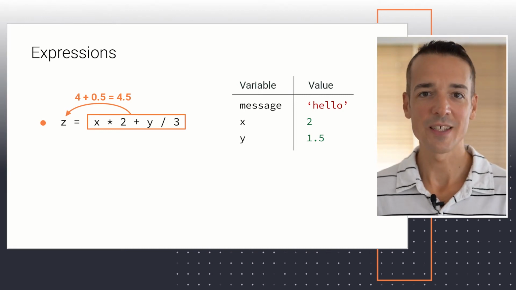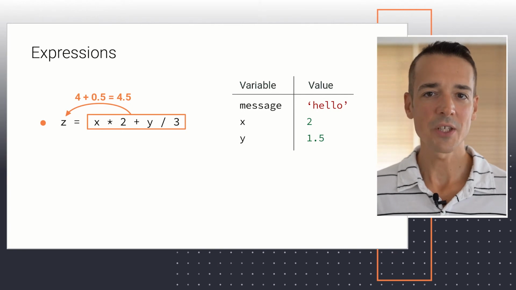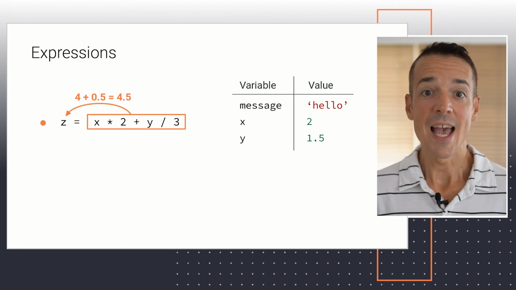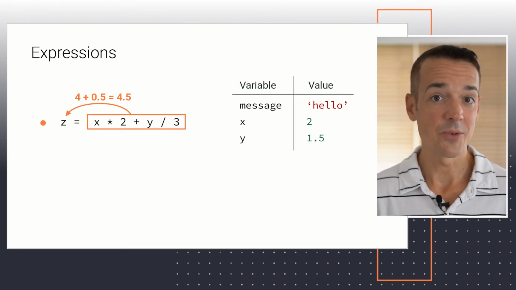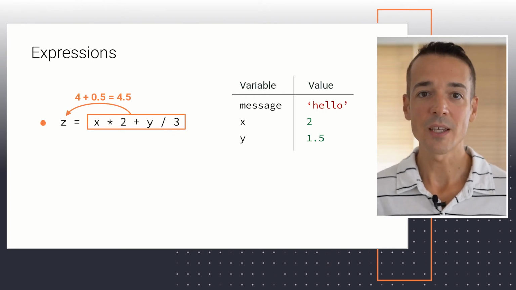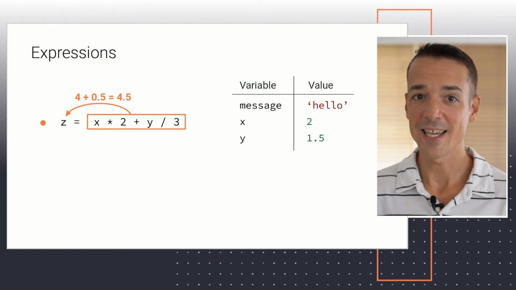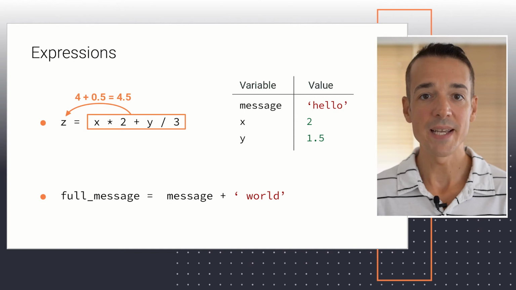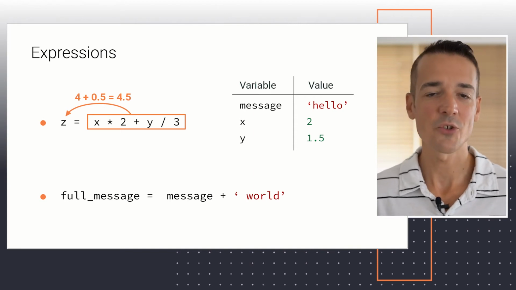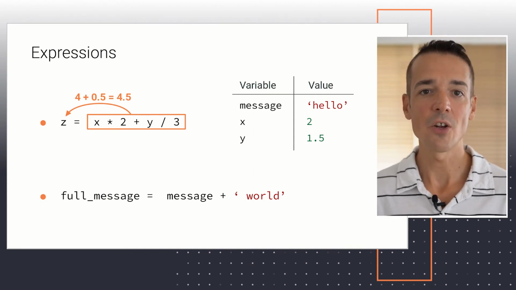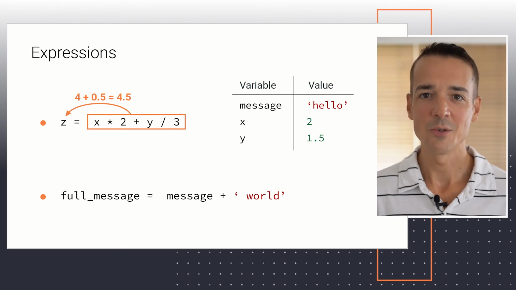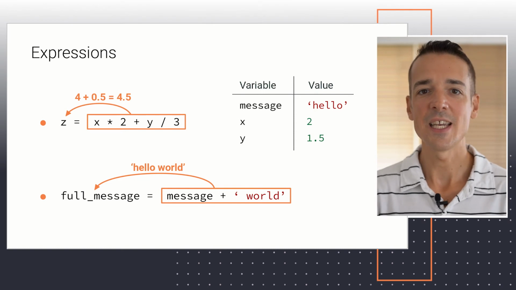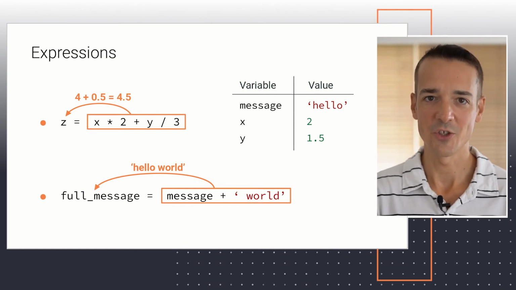Lastly, and to conclude this sequence of expressions, I'll show you a particular use of the plus operator. Besides serving as the operator that allows us to add two numbers, the plus symbol can also be used to concatenate two strings. We may then read the value of variable message and concatenate it with a string that contains a space, followed by the word world, which will produce a string reading hello world that is saved in a variable called full message.